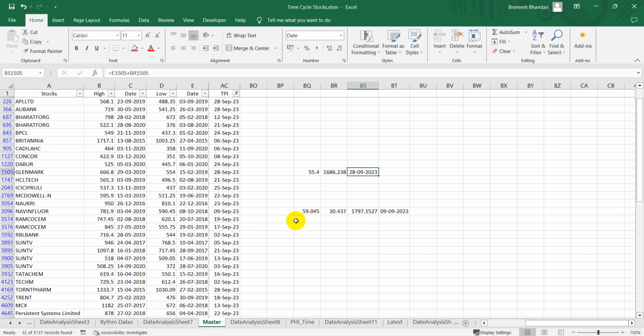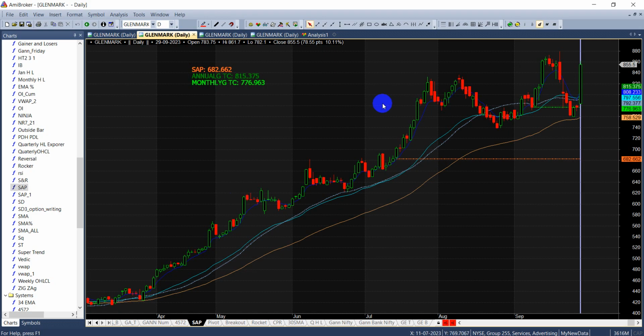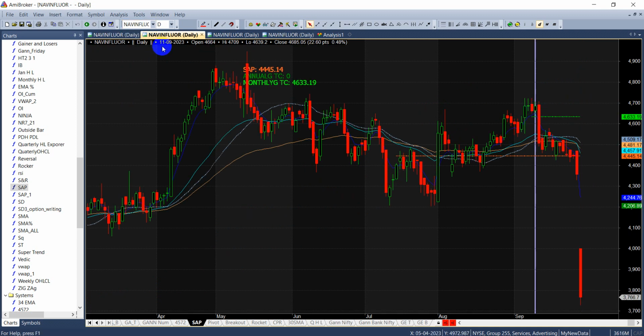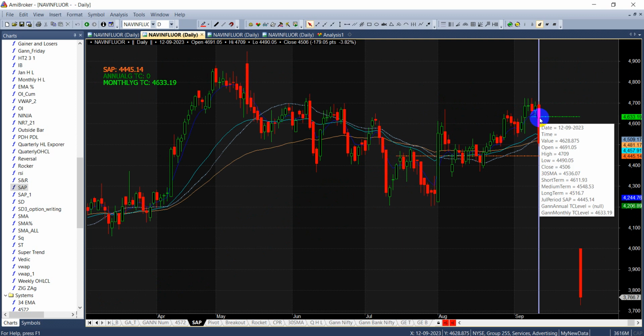590, you divide this by 10, multiply by 3437, you get a number, and 9 September 2023. So let's see what happened on 9 September 2023 on Navin Fluorine. 9th September was here, not here. This is 8th. Okay, so 9th was a holiday, so you can take 8th or 9th. And the next day it broke this low, monthly trend chain level of 4633.